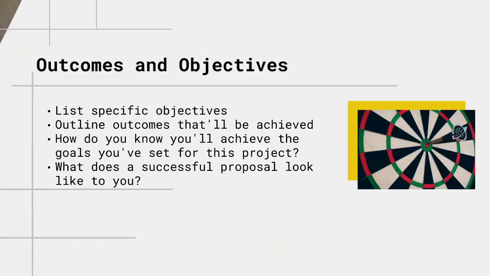And then outcomes are things that you see as a result of those goals being achieved. So, what do you envision as being the most successful outcome? Outline those out, and you'll prove that with their supporting this proposal, they will see these outcomes.